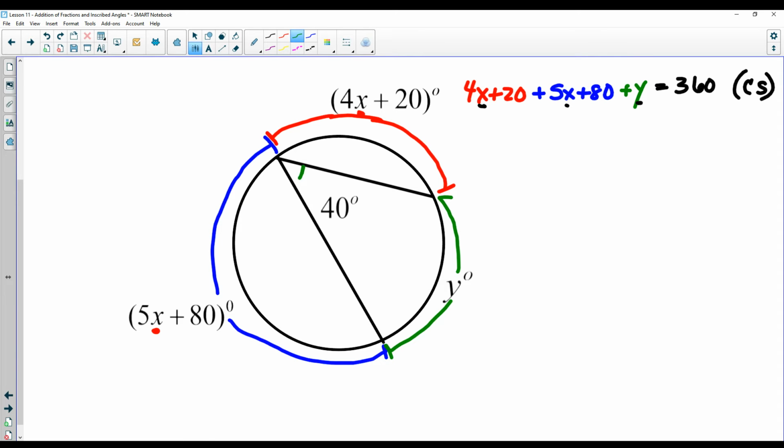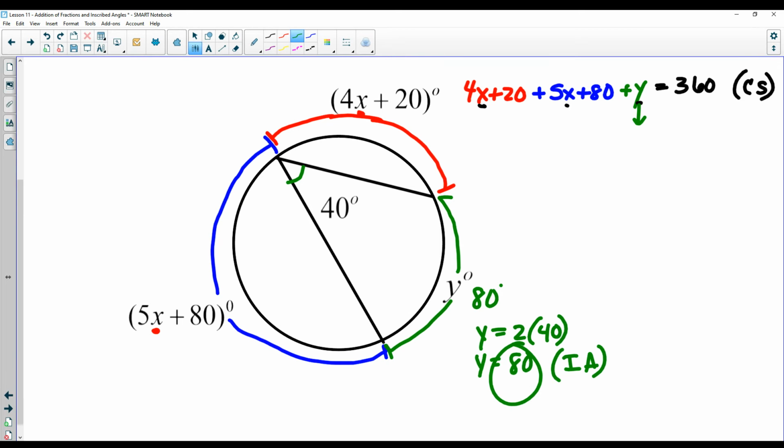So lo and behold, what we have here is an inscribed angle. So if the angle is 40, then the arc is double. So we're going to say y is double the angle. And we need to justify with a reason. Our reason is inscribed angle. So now that we have 80, we can substitute right here. Y is 80. All right, let's go ahead and add up all of our x's.